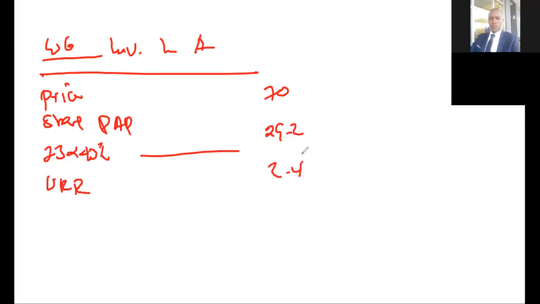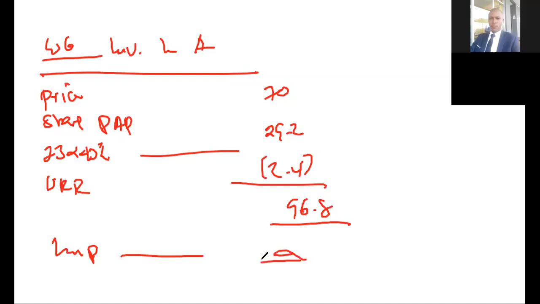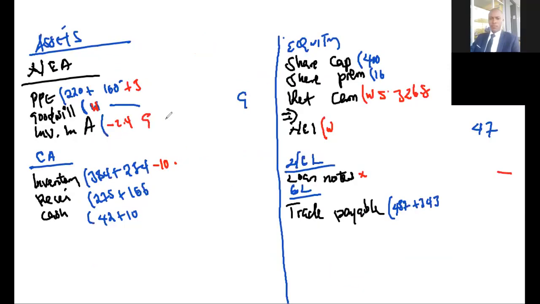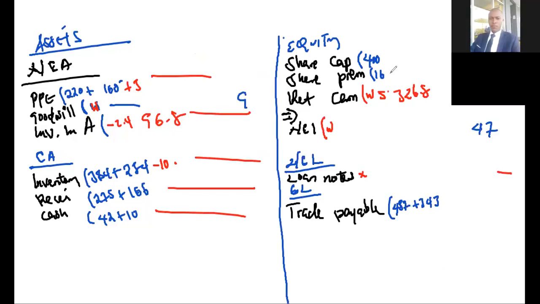2.4. What's the investment in associate? 96.8. There is no impairment on the associate, so we still bring the same 96.8 to the SFP. So we are done. 96.8 investment in associate. So what you do now is simply make the totals. That's how this question ended.